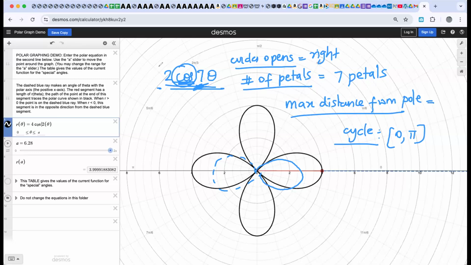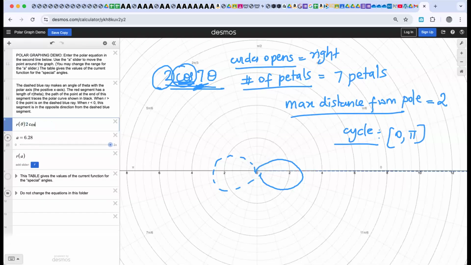Maximum distance from pole would be 2. Am I making sense, guys, or are you not clear? You have to tell me, guys. Yeah, makes sense. Make sense? Mhm. Okay.